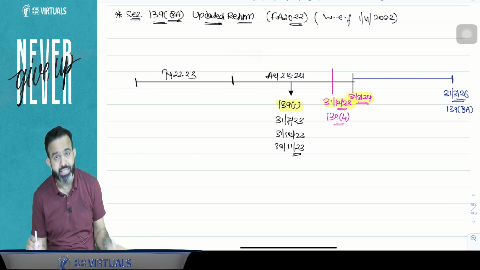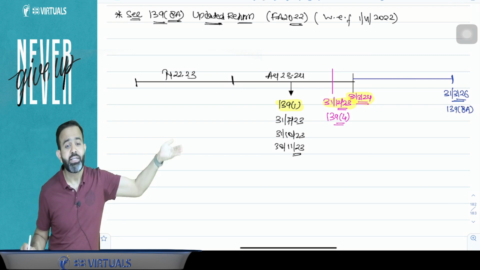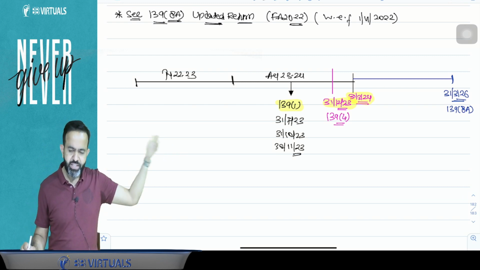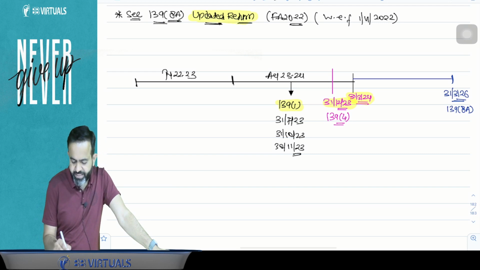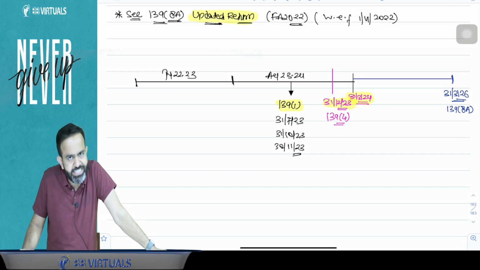That is the 2 years from the end of the relevant assessment year. Means after assessment year, 2 years is the time limit. In 2 years, you can file the updated return under section 139(8)(a).